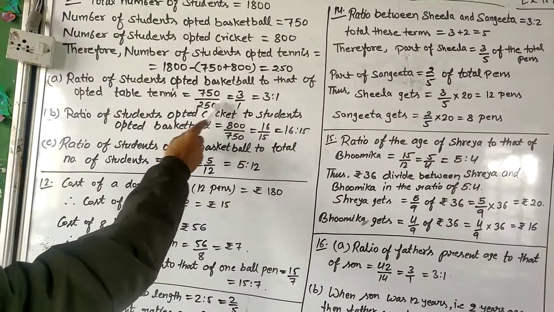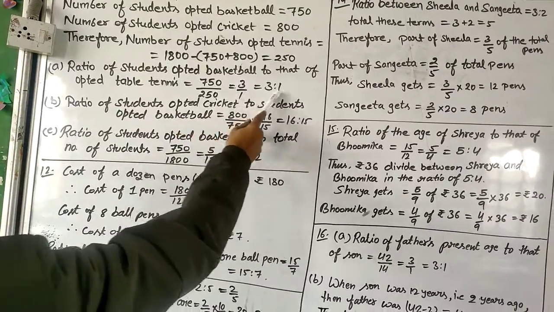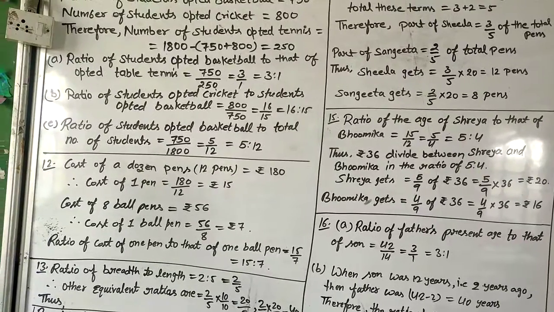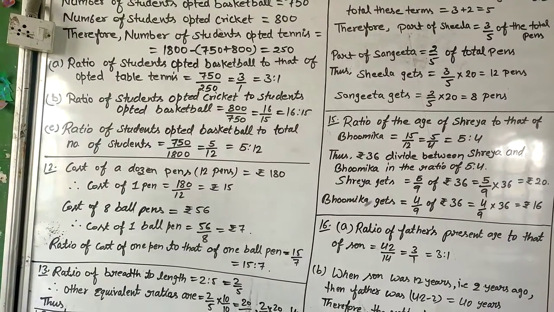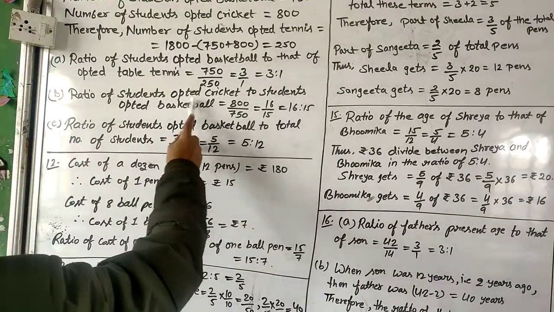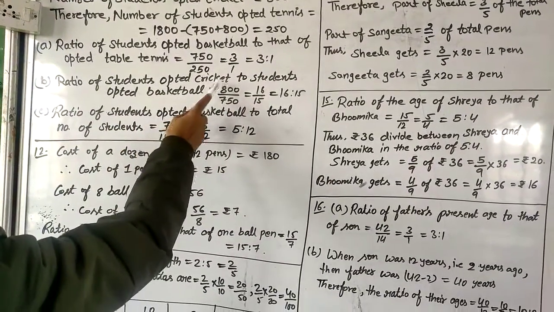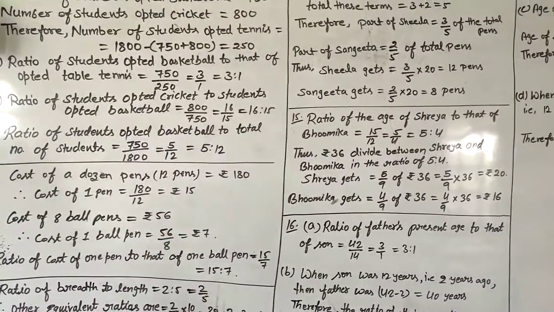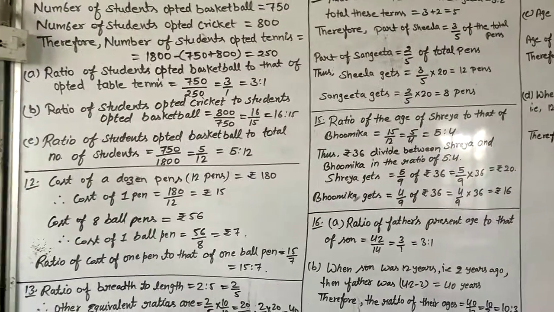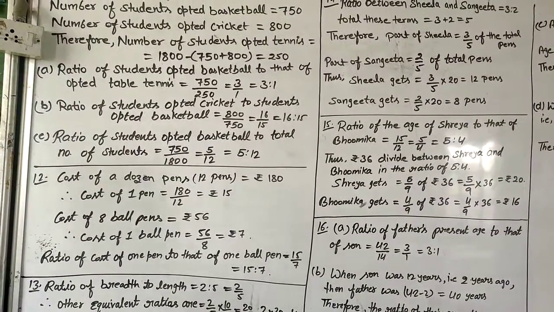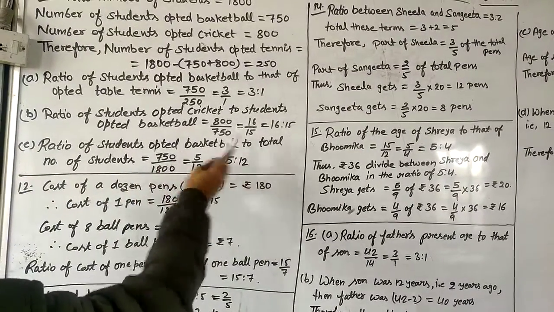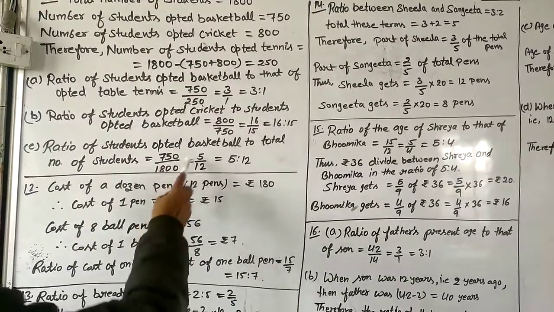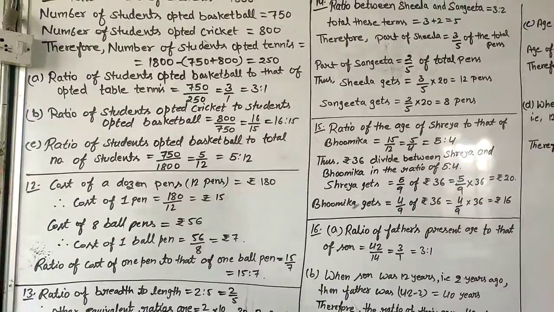Now cancel: 750 is 3 times 250, and 250 is 1 time 250. So the ratio is 3:1. Option B, the number of students who opted for cricket to the number who opted for basketball: 800 upon 750, so 16 upon 15 is the ratio. Now C, the number of students who opted for basketball to the total number of students: 750 upon 1800. Now cancel from 150, 5 upon 12. So the ratio 5:12 is the answer.